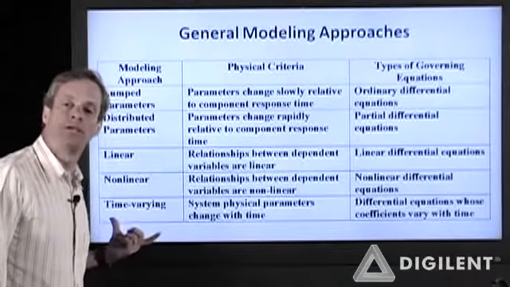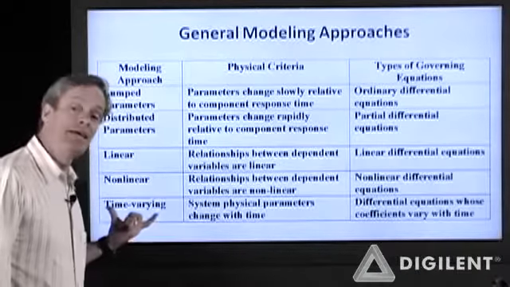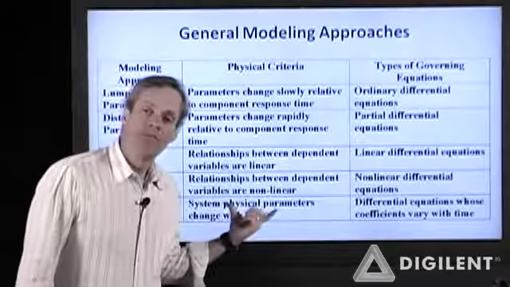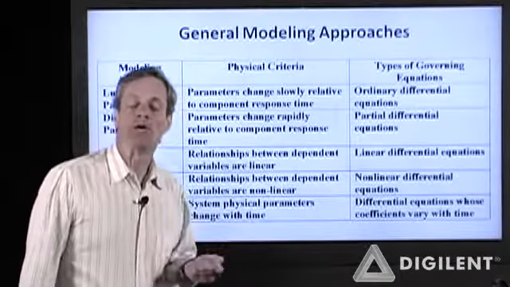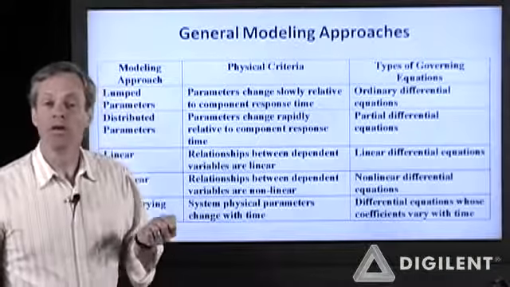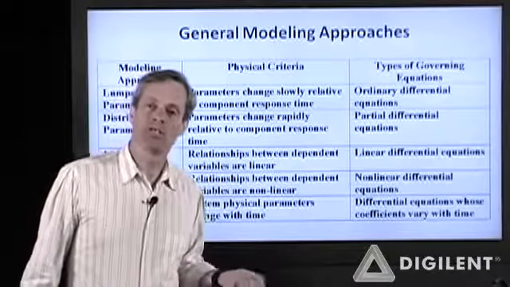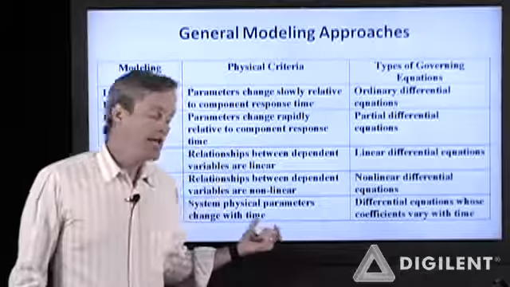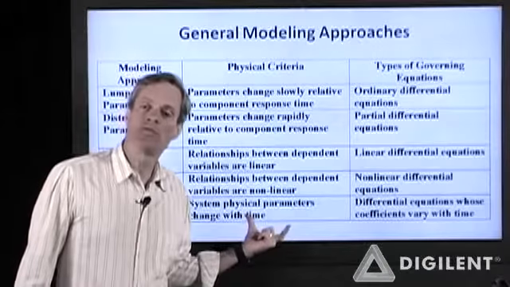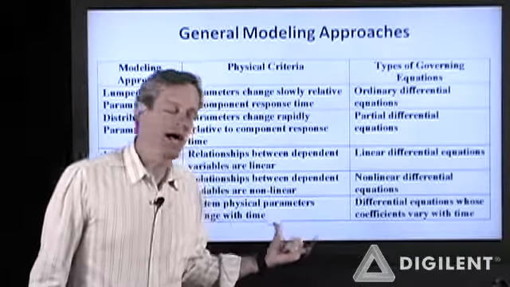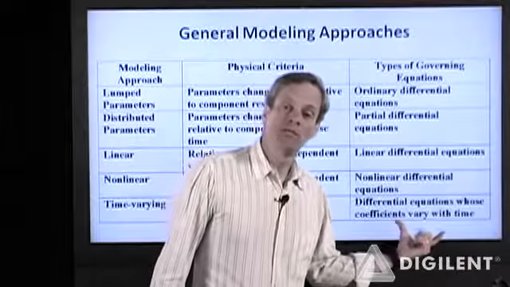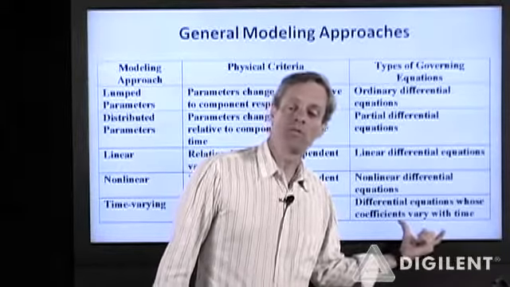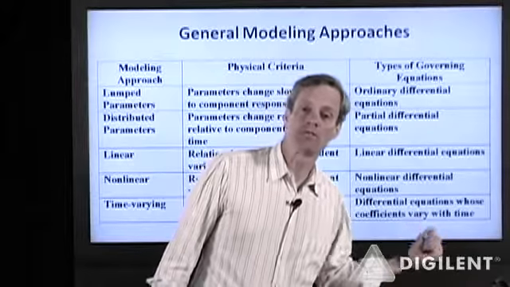Finally, there are what are called time-varying systems. In a time-varying system, the physical parameters in the system may vary as a function of time. For example, in a light bulb, the resistance of the filament changes as the light bulb heats up. It may appear that the physical parameters of the system are changing with time. If that happens, the system is governed by differential equations with time-varying coefficients.